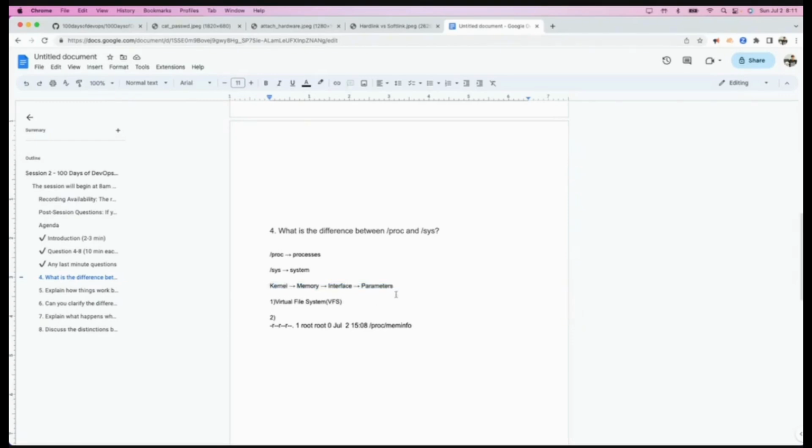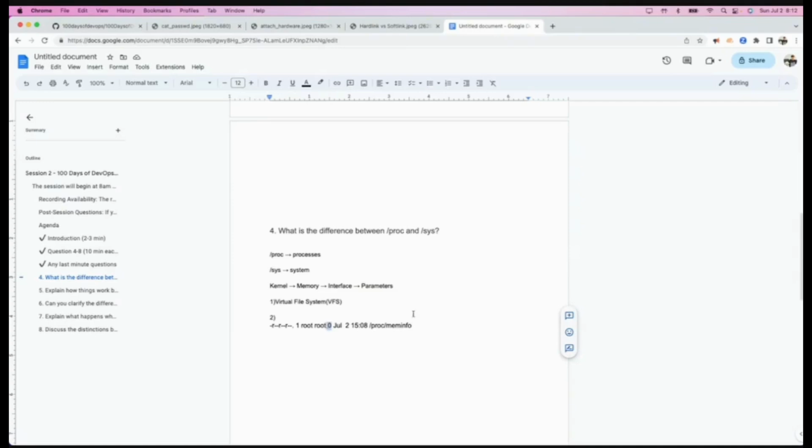Because they did not exist in the disk. They exist in the memory, and it acts as an interface for the kernel. The second question is why the size of the file inside this directory is 0 byte. So yeah, Shahul was correct.